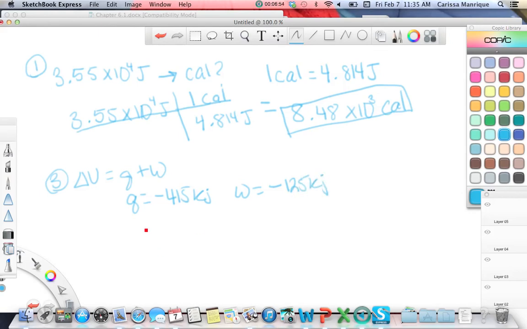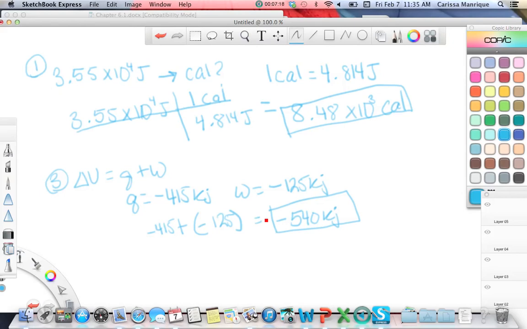Okay, so let's add these together. We have negative 415 plus a minus 125. When you add these together, you should get negative 540 kilojoules of your internal energy there.